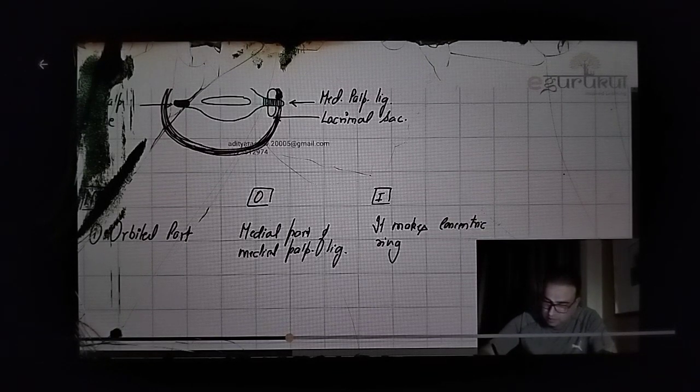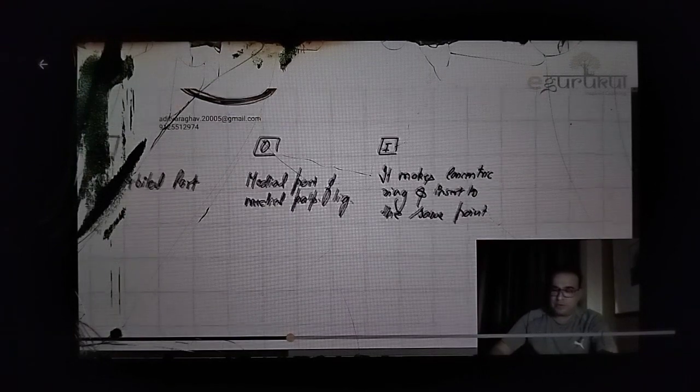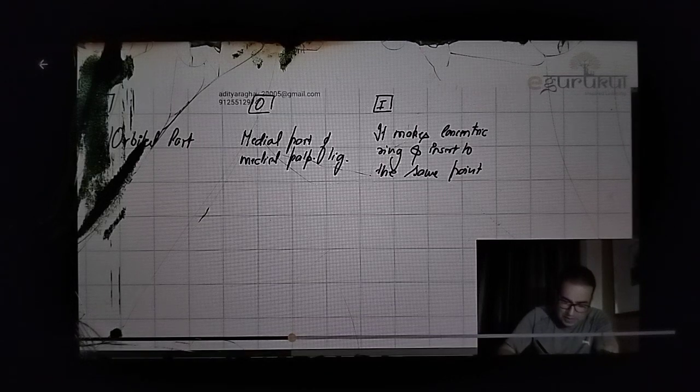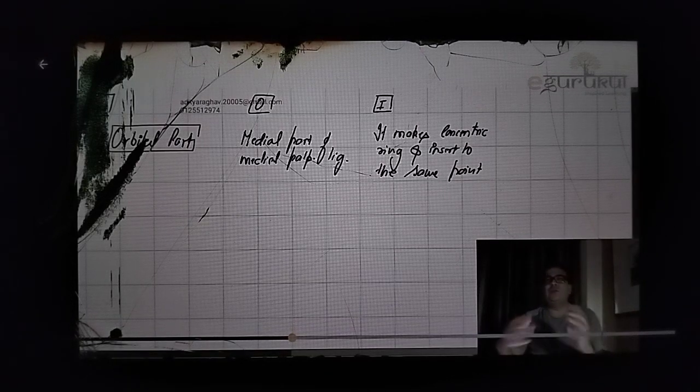It makes a concentric ring and inserts to the same point where it originated. So the first part, the orbital part, which is coming from the medial part of the medial palpebral ligament, will encircle around the orbit here, and then will go to the same medial part of the medial palpebral ligament. That is what this orbital part is. This being the outermost part, this portion is the one which saves your eye from the wind and all.